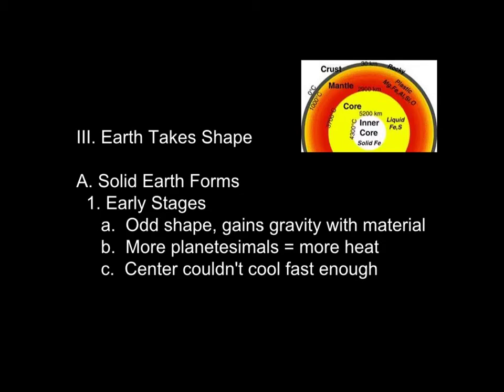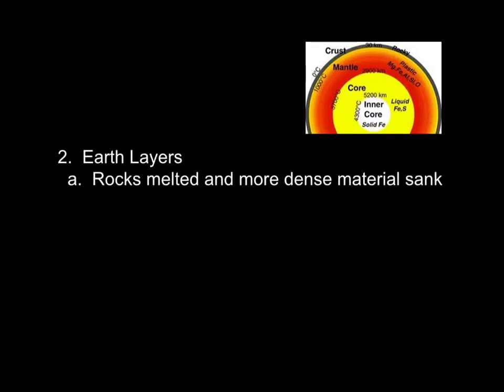Now, because of all this tremendous heat, the center actually couldn't cool fast enough. So think about the outer edge as it starts to cool, kind of creates a barrier, almost like an insulator, keeping that center in that liquid form. Now, due to this cooling process, this created layers in the Earth.